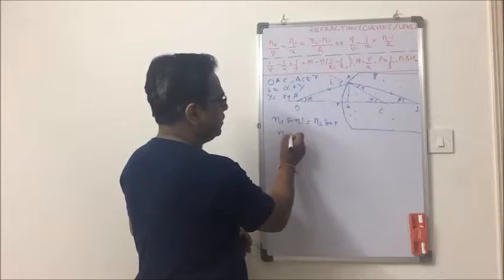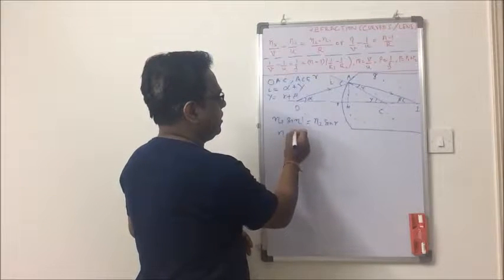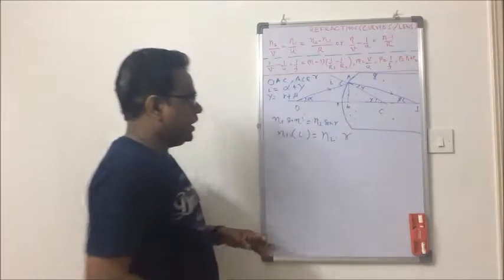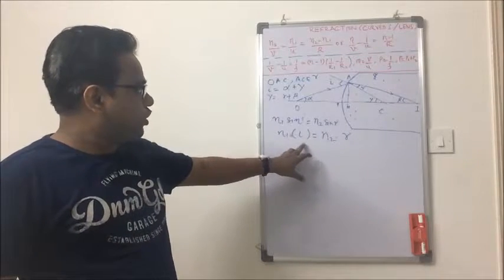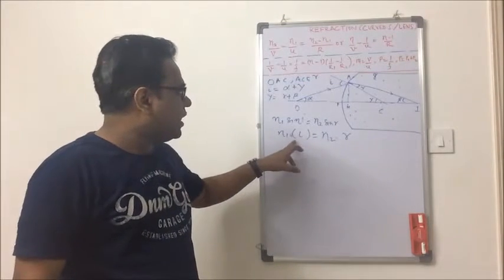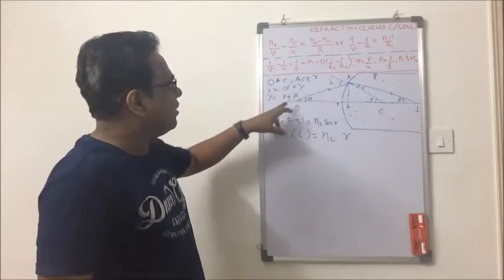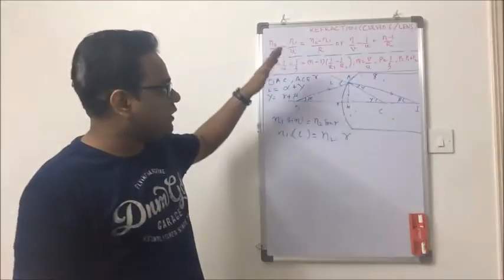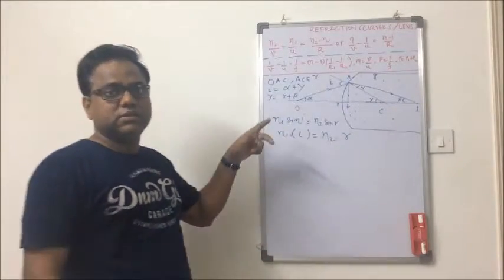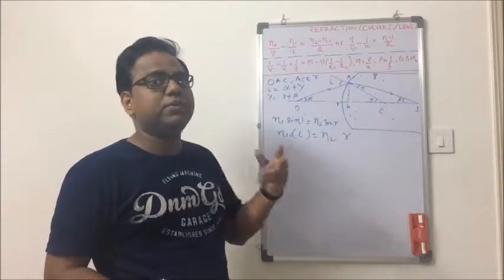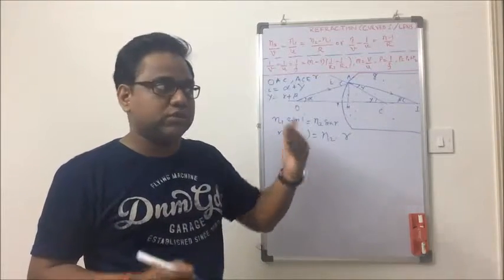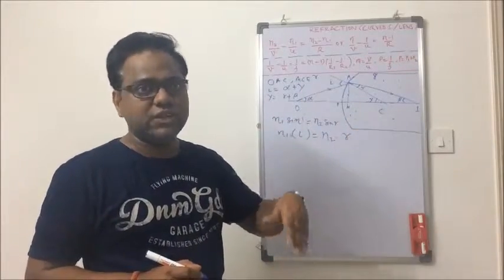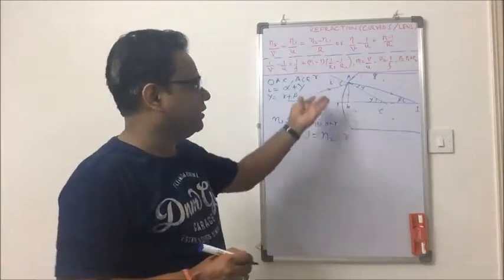So now it becomes N1 i equal to N2 r. Now our objective should be to replace these i and r in terms of alpha, beta, gamma. This is a milestone, and whenever you try to revise this derivation, you have to remember two or three milestones, so that you try to reach there, and the story before that and after that, you can do on your own, just looking at the diagram.